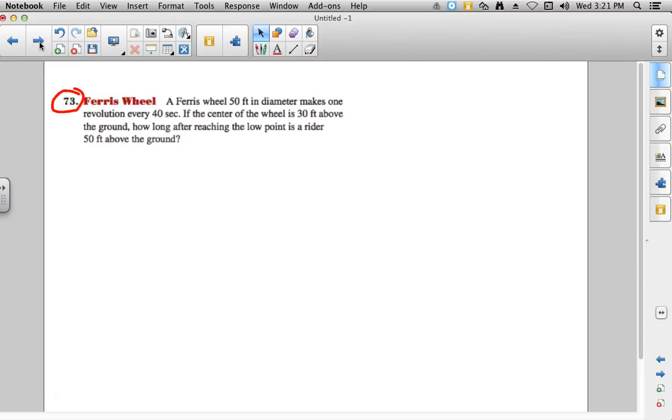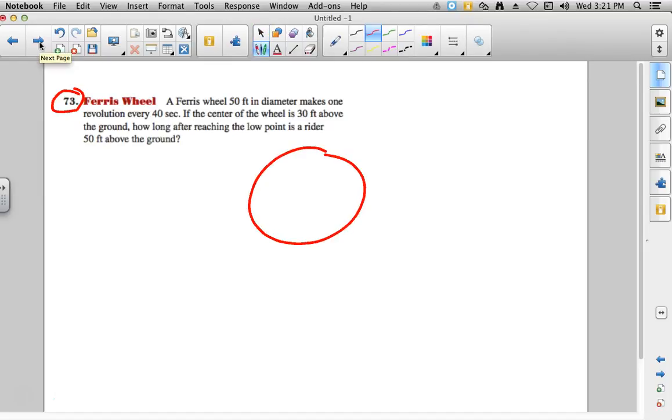Then we have number 73. And this one, I think if you draw a picture of what's going on, things get a lot easier. We've got a Ferris wheel. There's the center of the Ferris wheel. And we want to put on all the information that they have for us here.